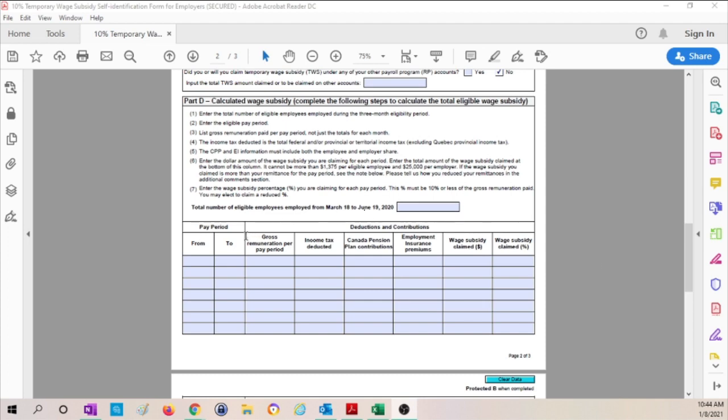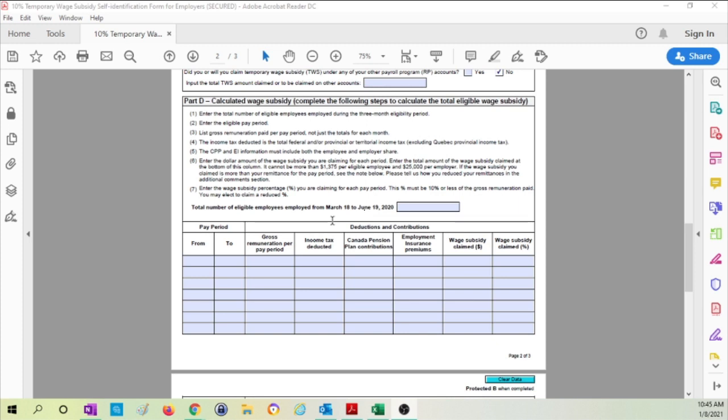But here we can see on the form, it's not asking us for the paid date in any column, it's just asking us for the pay periods. And also, confusingly, it asks us for the total number of eligible employees employed from March 18th to June 19th, not the number of eligible employees who were paid from March 18th to June 19th.